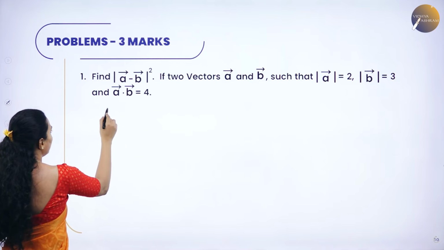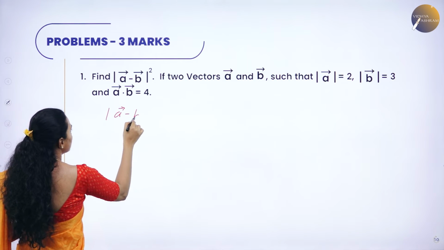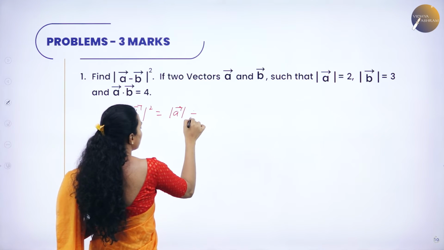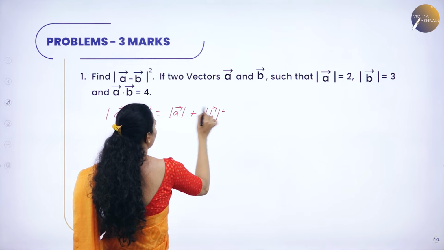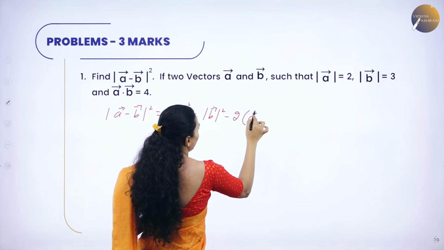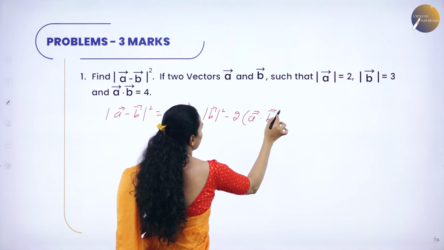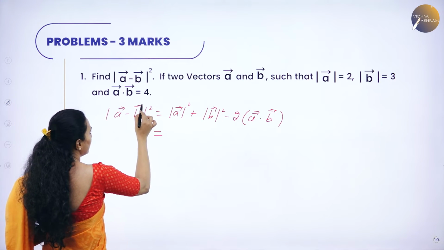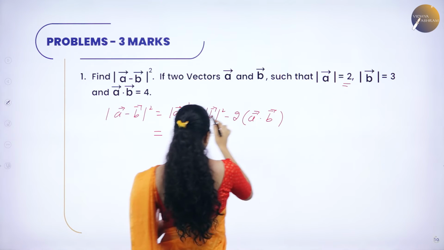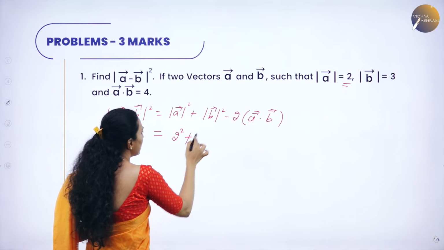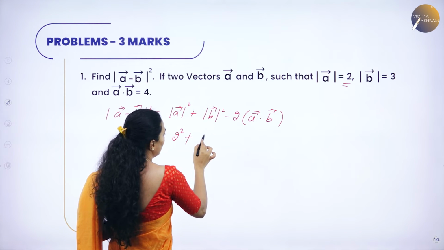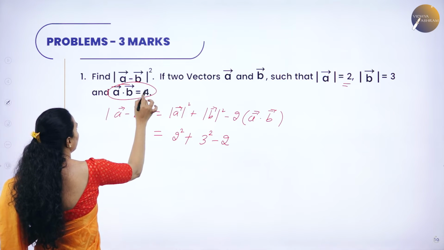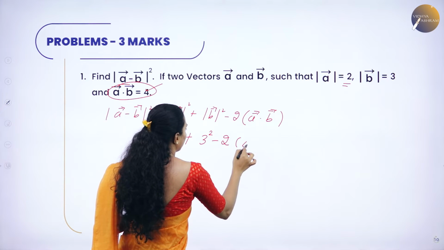Now you have magnitude of A vector minus B vector square is magnitude of A vector square plus magnitude of B vector square minus 2 into A vector dot B vector, correct? So therefore you can substitute here, which implies that magnitude of A vector, already they have given it as 2, so we can substitute 2 squared, plus magnitude of B vector, they have given it as 3, we can substitute 3 squared, minus 2 into A vector dot B vector, they have given it as 4, so 2 into 4. Solve this one.